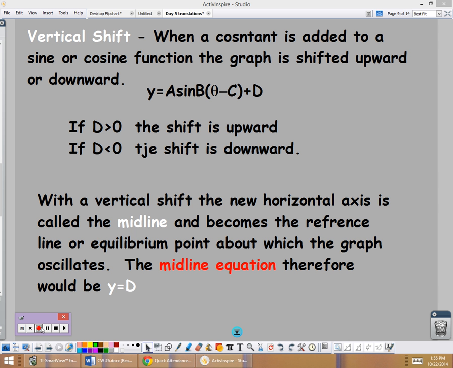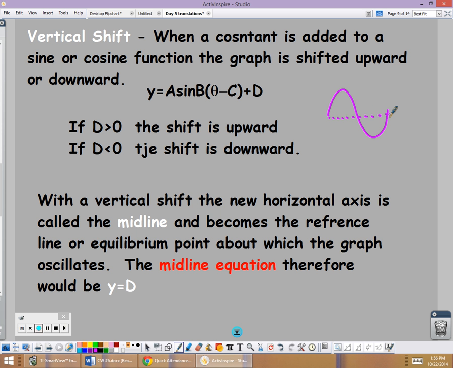All right. This looks like a lot of words, but really it's as simple as move up or move down. Okay? We have A, B, C, and D. If D is positive, go up. If D is negative, go down. We're going to talk about the midline. So if we have a sine function, and this is our sine function, our midline is right here.